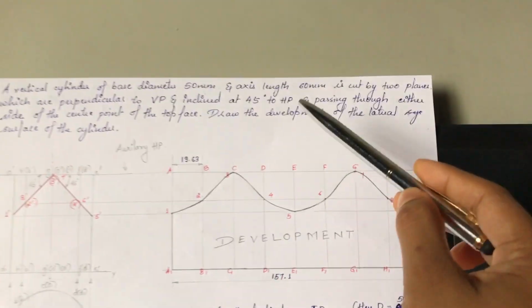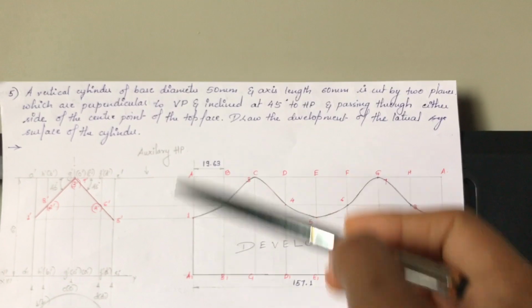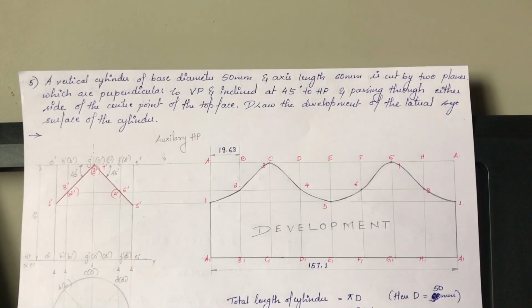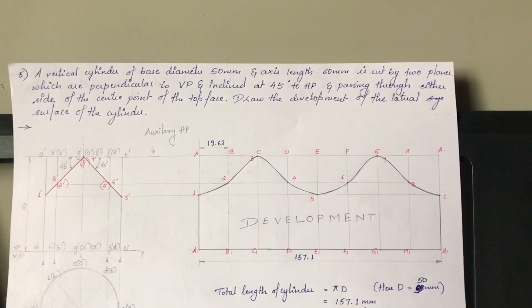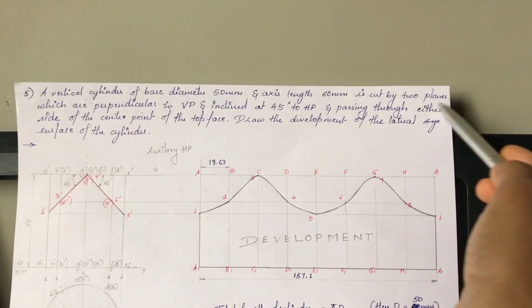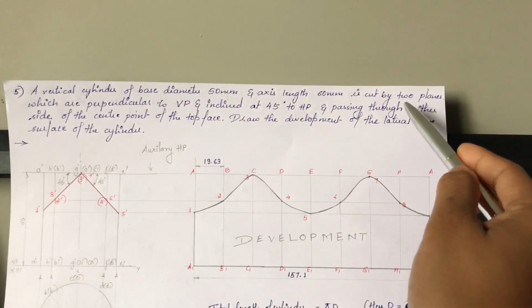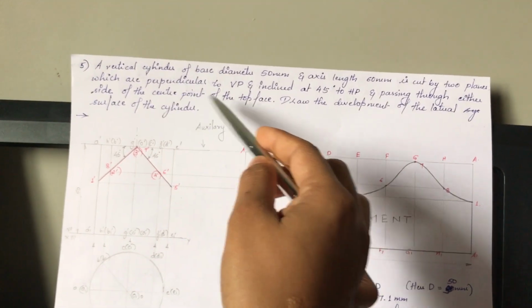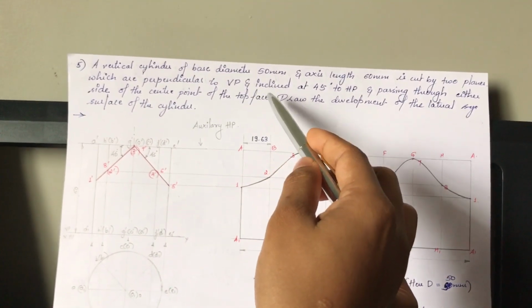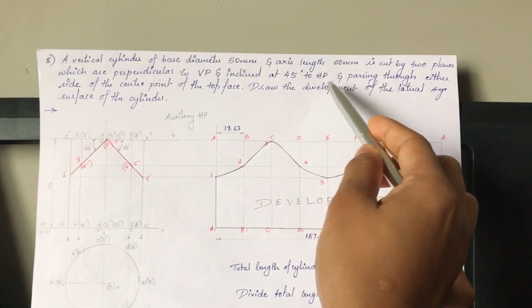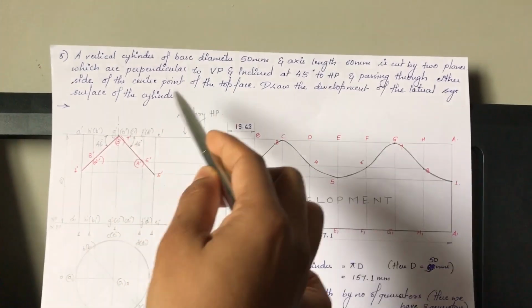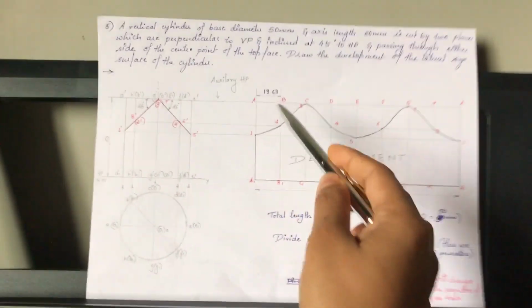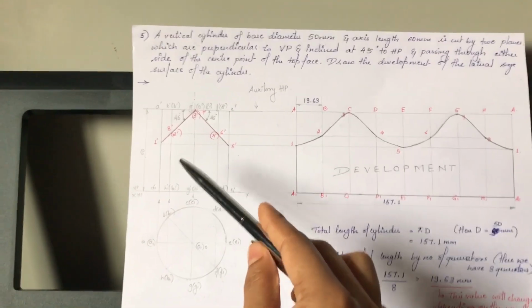So if you see the problem statement, it is said that the vertical cylinder of base diameter 50 mm and axis length 60 mm is cut by two planes. So they say two planes, not just one single plane. It is specifically mentioned that there are two planes which are perpendicular to VP and inclined at 45 degrees to HP, passing through either sides of the center point of the top face.